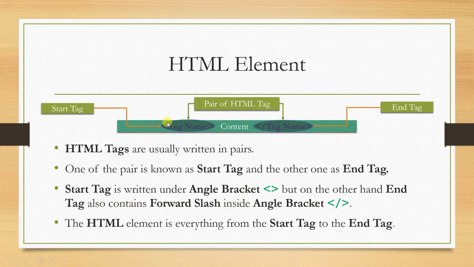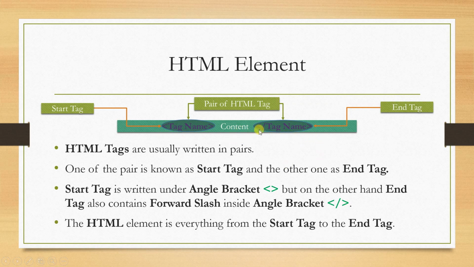So start tag contains angle bracket only, okay, and the tag name inside the angle bracket, but the end tag also contains a / inside the angle bracket and before the tag name. Okay, so that is how we have to write tag names in HTML element. The last point is the HTML element is everything from the start tag to end tag. So HTML element is everything from this start tag to end tag.